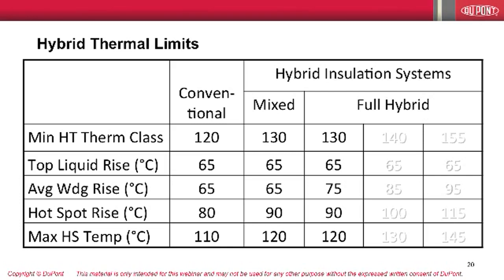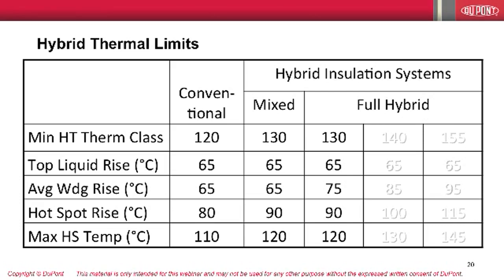The key important temperatures begin with the minimum thermal class for the high temperature insulation in the system. This thermal class then sets the limits for the average winding rise, the hottest spot winding rise, and the maximum hottest spot temperature for normal life. The mixed system compared to the conventional is only different for the hottest spot rise and maximum hottest spot temperature, which are 10 degrees higher.